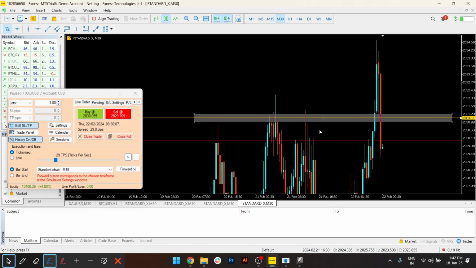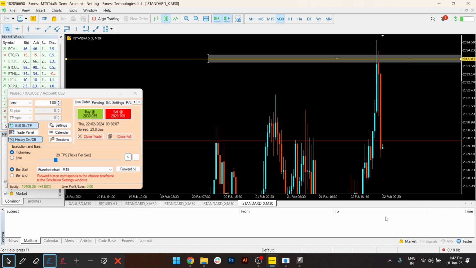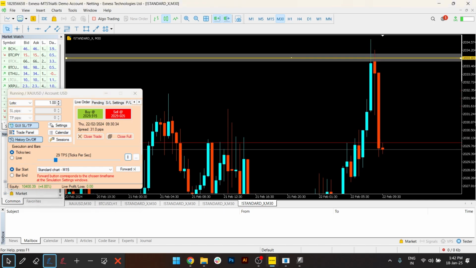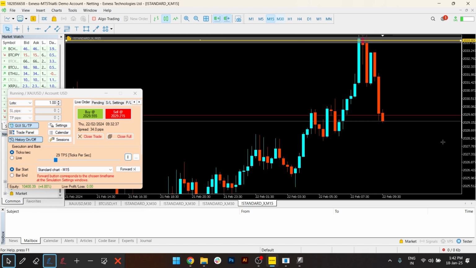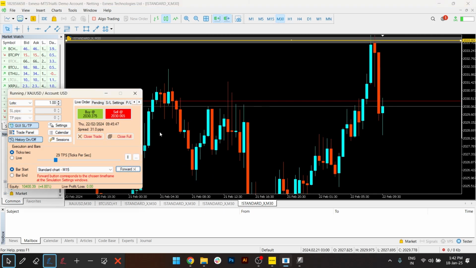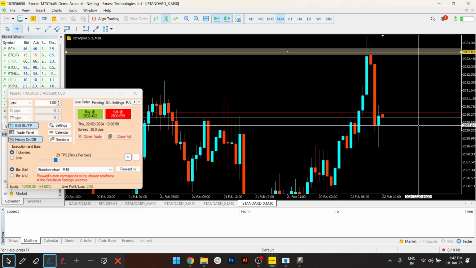Now your zones have changed. This becomes your top zone, and yeah, we can't take a sell here because your stop loss is going to be 41 pips. Even on the 15-minute time frame it is 28 pips. So yeah, 15-minute now closed, 30-minute closed bullish.